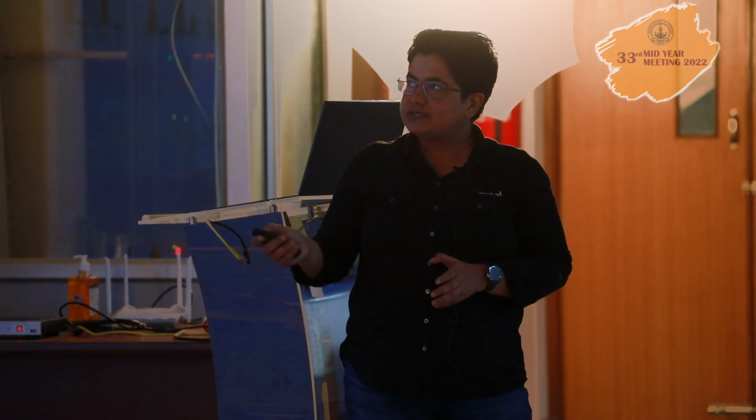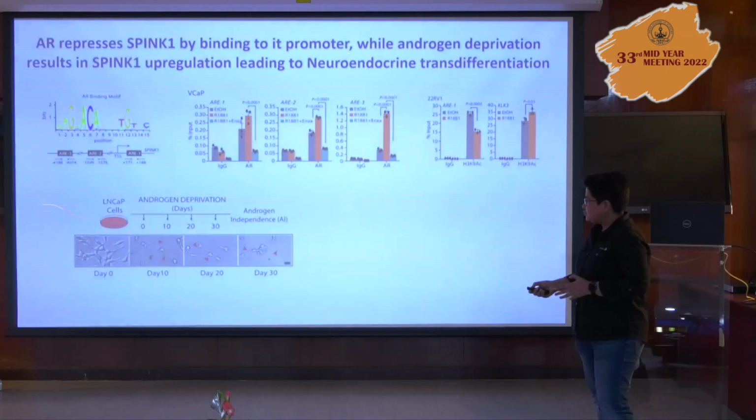So, to recapitulate the entire thing in a cell line model, we chose LNCaP cells, which are androgen responsive, and grew these cells in androgen-deprived media for almost 30 days. You can see there is a change in the morphology. These are the healthy cells, and over this androgen-deprived condition, they start transforming into more neuroid-like cells, with long neuroid projections.